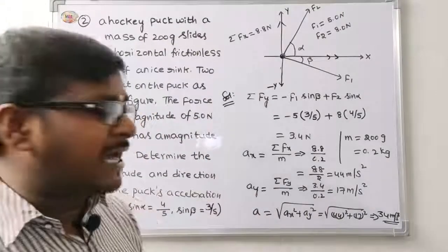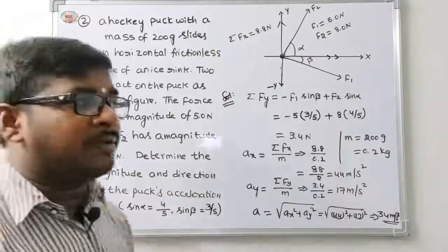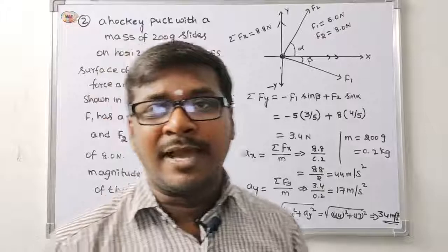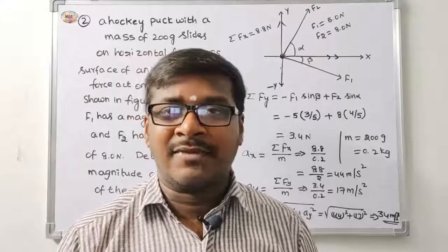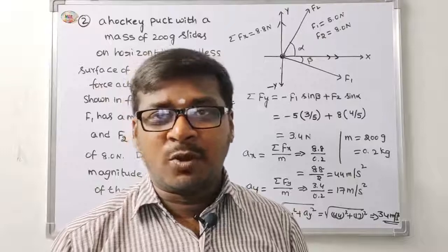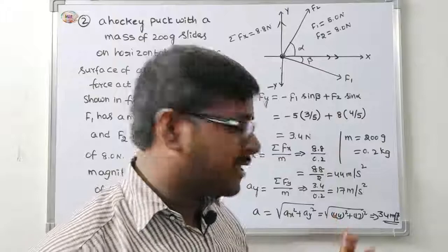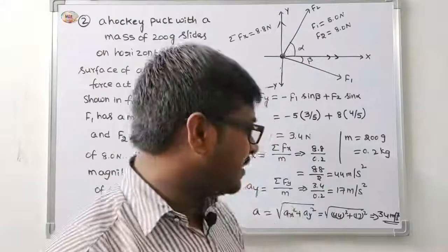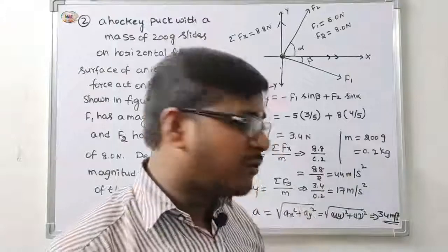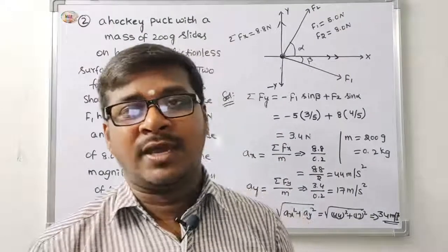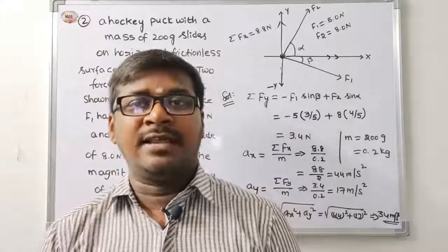Then finally find out the magnitude of the acceleration of the puck. A is equal to square root of ax square plus ay square. Ax is 44 whole square plus 17 whole square, that is 44 into 44 plus 17 into 17. Then take the root value, that is 34 meter per second square. It's a very important problem for JEE Advanced level.